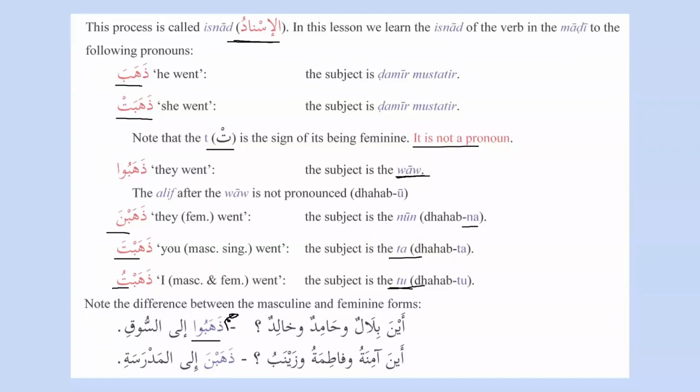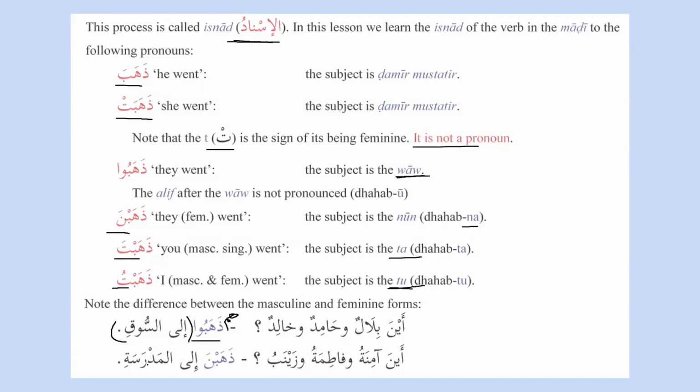Okay, so after that, you can see ila suqi, we have jar majroor, we don't have the real doer. So that's why we will use it. We will say dhahabu ila suqi. But if we have the doer outside, then we cannot use dhahabu. We will see inshallah in the next lesson, then we have to use dhahaba. Aina Aminatu wa Fatimatu wa Zainabu dhahabna ila al-madrasati. They went to the school.